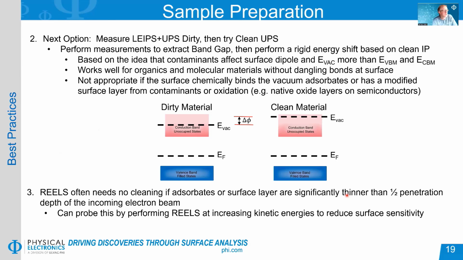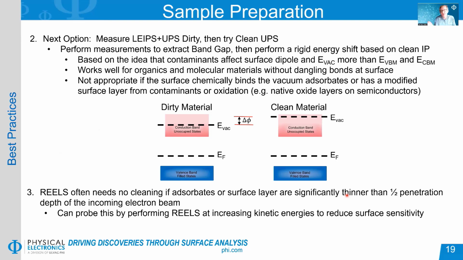And then finally, I just wanted to mention something, which is that reals actually usually doesn't need any particular cleaning. Because you're often using a beam energy that has a penetration depth that's much higher than the sampling depth for UPS and LEIPS, it is way less sensitive to surface contamination. So as long as your surface layer is smaller than roughly half the penetration depth of your electron beam for reals, and this is important, and your surface layer is a higher band gap layer than your bulk.